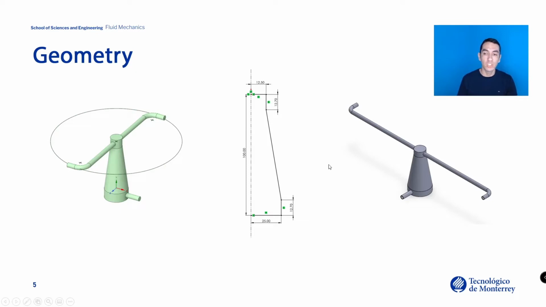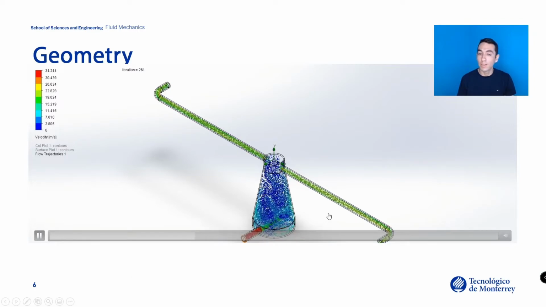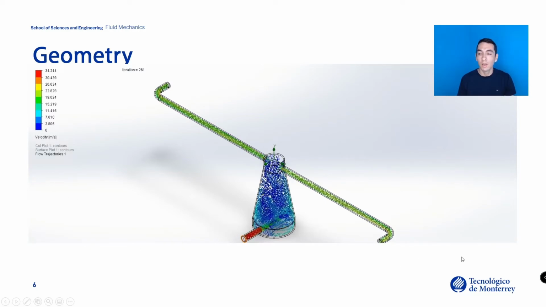We are going to generate this geometry departing from a 2D sketch for the main body of this sprinkler, and then we're going to generate the two nozzles. We're going to create an animation like this one, and in this case I'm plotting here the velocity field.